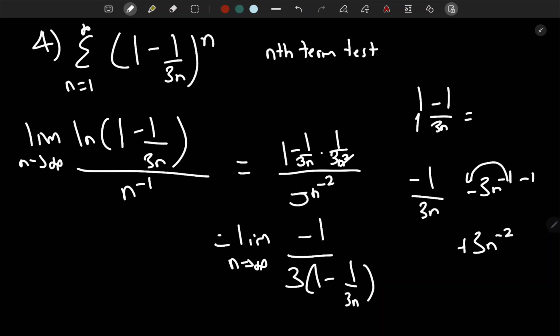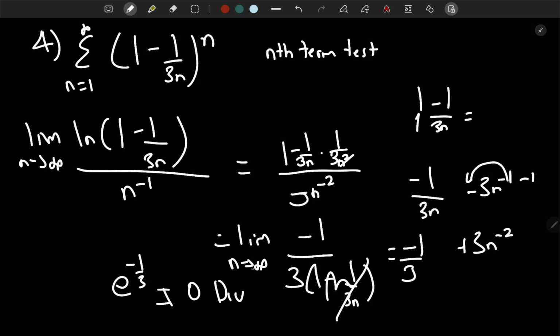And now let's simplify this. As n approaches infinity, we know that this part is going to be equal to 0, so all we are left with here is -1 over 3. And remember that we took an ln at the start, right? So we need to exponentiate this to the power of e. So e to the power of -1 over 3 is not equal to 0, meaning that this nth term test diverges.